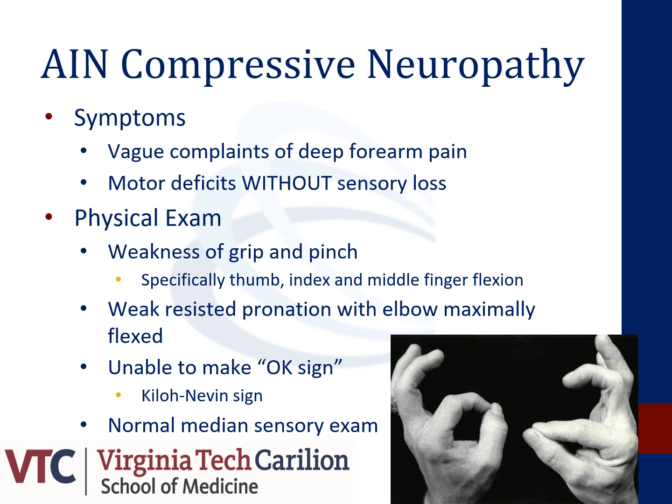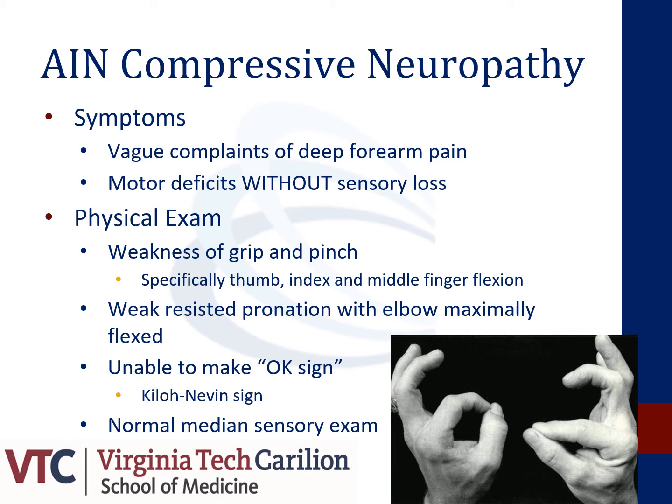How does AIN compressive neuropathy present? Generally, patients complain of vague, deep forearm pain, and they have motor deficits without associated sensory loss. On physical exam, their motor deficits generally present as weakness of grip and pinch, specifically involving the thumb, index, and middle finger flexion. They will have weakness in resisted pronation.